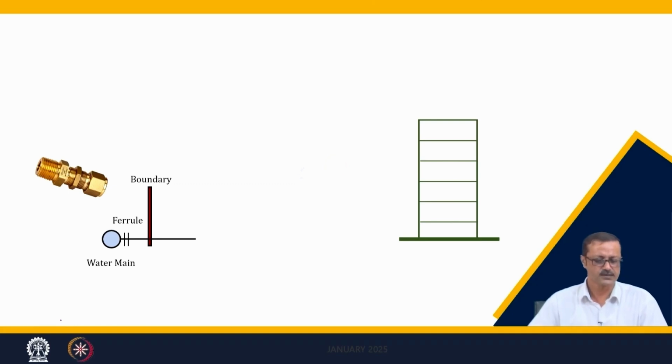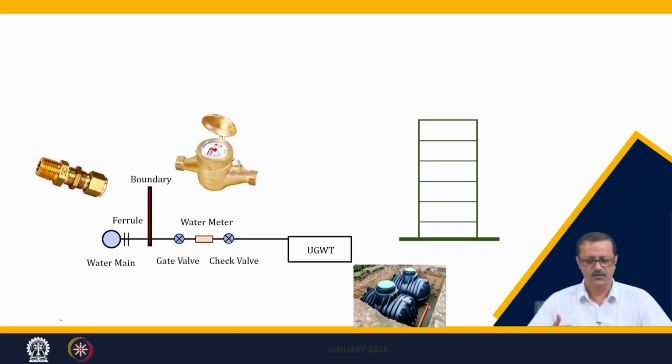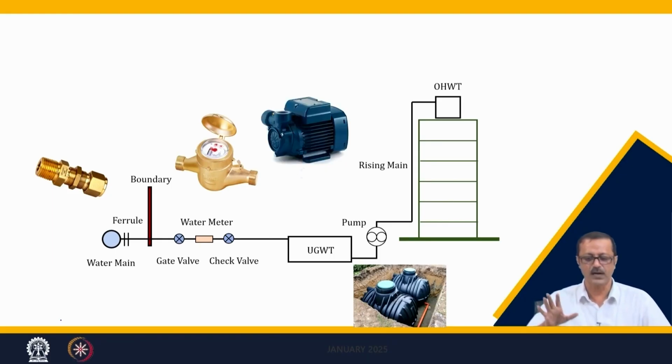So, ferrule is one of the very important things that will be provided by the corporation, and it comes to my area, and then we have a water meter, we have some check valves. Finally, that comes down to an underground tank, to some pump. I am going to take it to the overhead tank by the rising main.